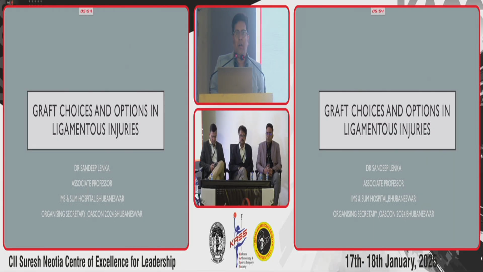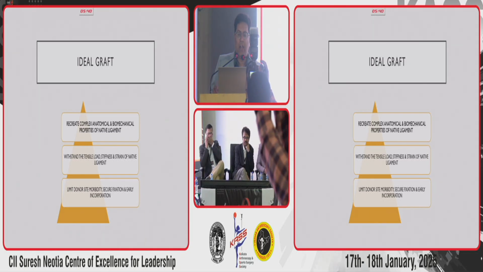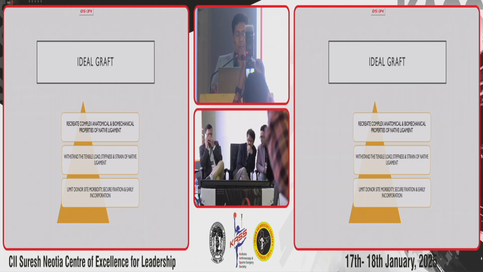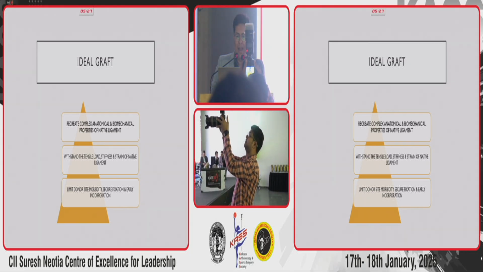So the topic today is graft choices and options in ligamentous injury. As we know, what's an ideal graft? The ideal graft is one which can recreate the complex anatomical and biochemical properties of the native ligament. It can withstand the load, strain and stiffness of the native ligament, and there should be limited donor site morbidity. The fixation should be secure and the graft incorporation should be earliest.